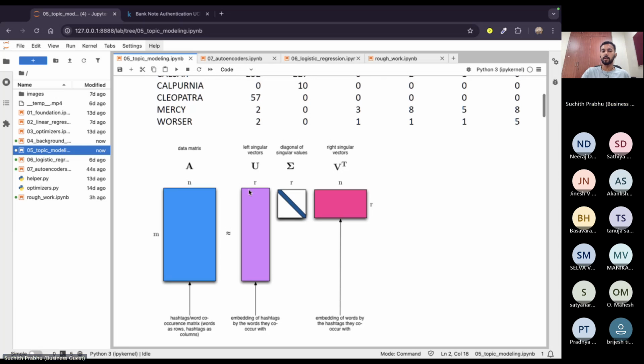Okay, that we are getting when we decompose it in this manner. Right, so some sort of implicit clustering is happening. Is this something similar to word embedding?